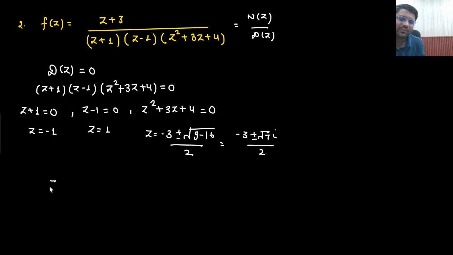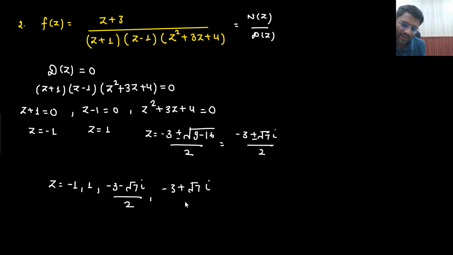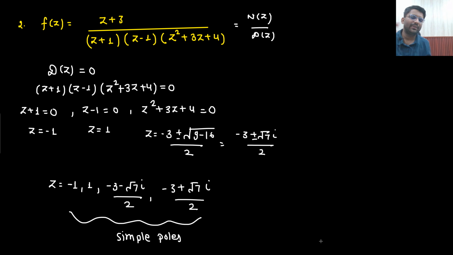So what all problem points are we getting? The points of problem are minus 1, 1, minus 3 minus under root 7 iota divided by 2, and minus 3 plus under root 7 iota divided by 2. All four are different. All four are simple poles.